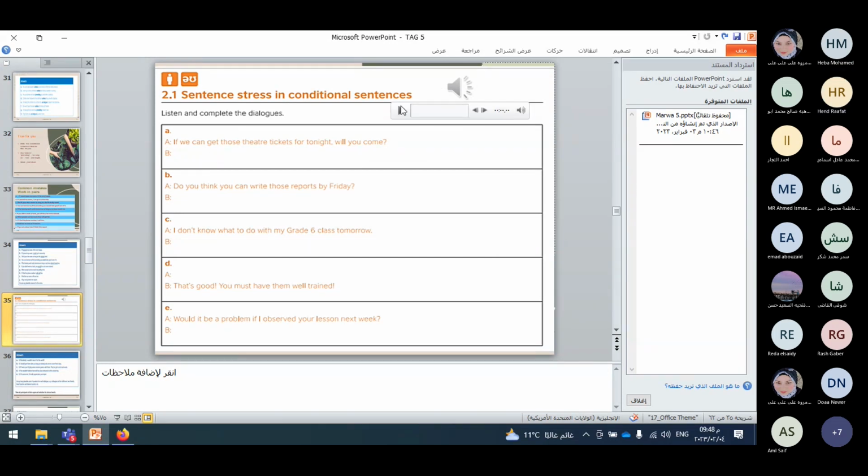Audio script 2.1 Sentence stress of conditional sentences. Listen and complete the dialogues. A: If we can get those theatre tickets for tonight, will you come? B: Absolutely. I wouldn't miss it for the world.